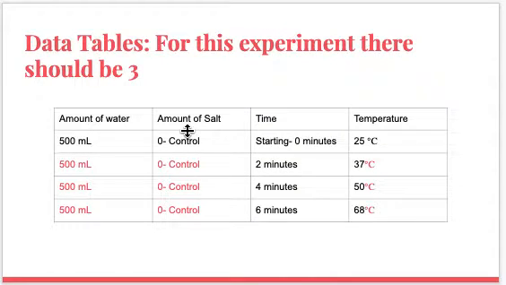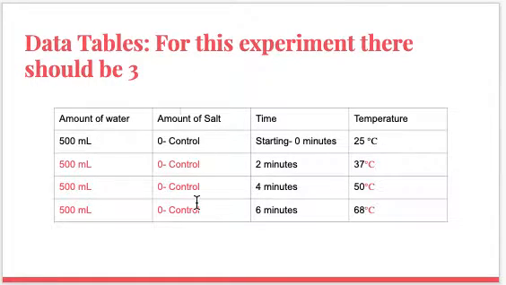Okay, so I don't know why this turned itself red when I formatted the slideshow, so I'm sorry. But this shows a sample data table that I would use, and this is only one, but for this lab there should have been 3, I just didn't want to bother to write up 3 for this. My data table here would say the amount of water, the amount of salt, the time, and the temperature. So I said 500 milliliters of water. This will be the same all the way down.